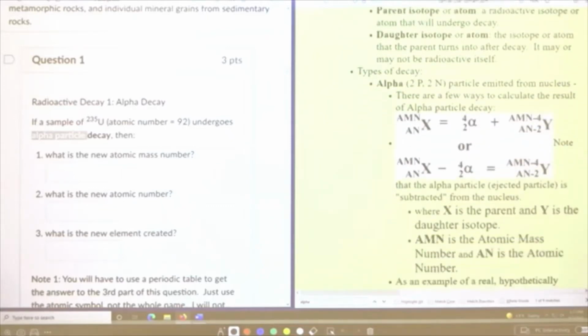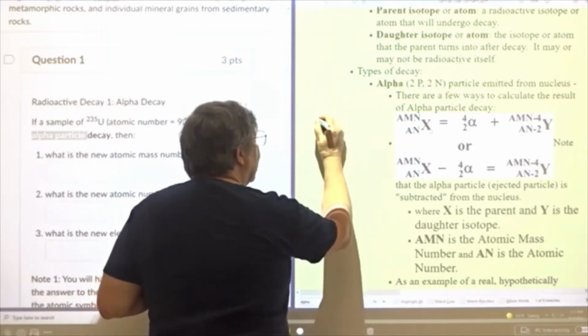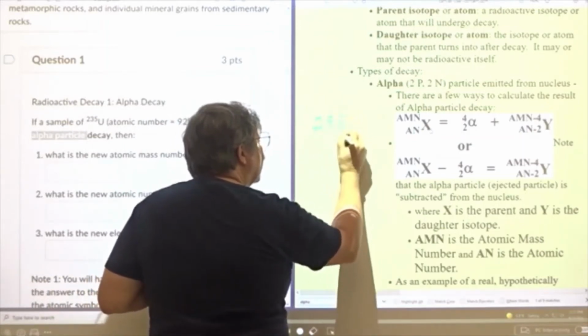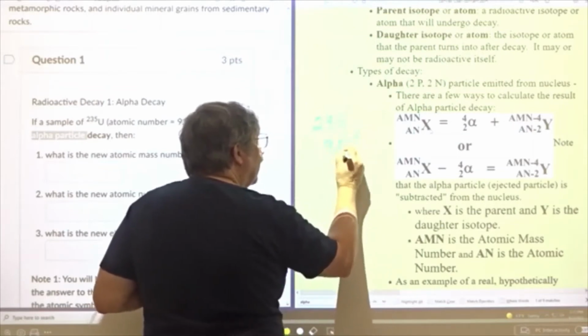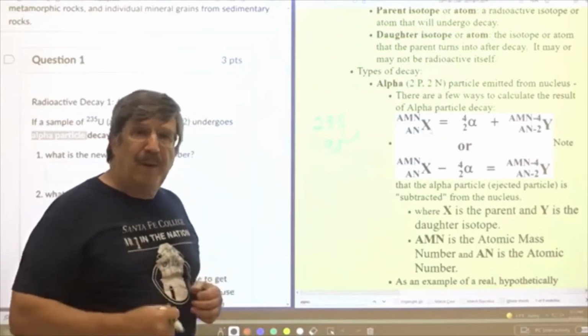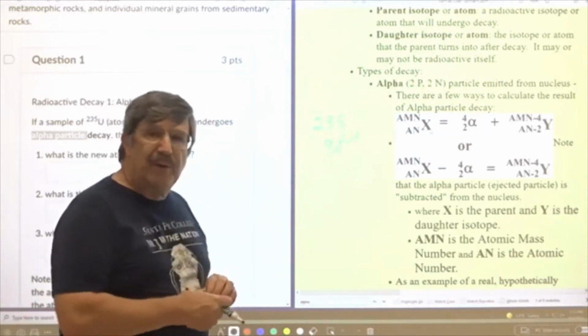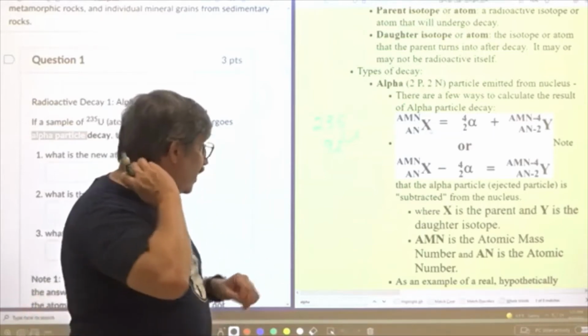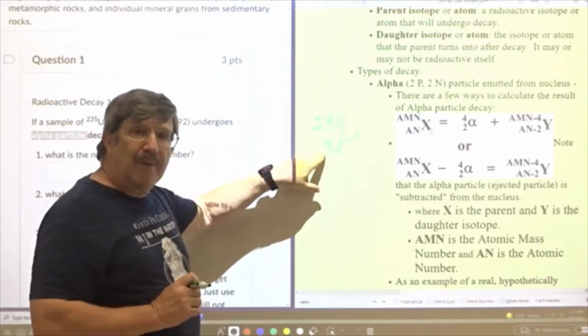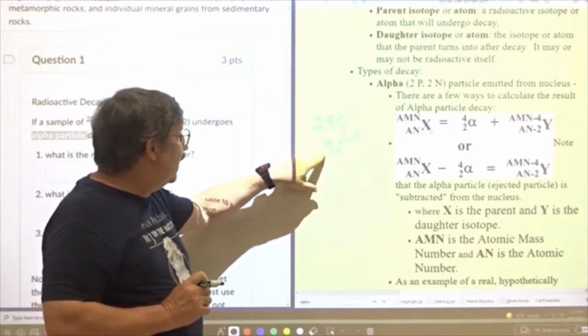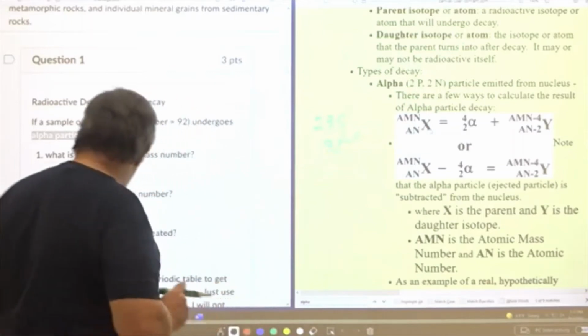Well, in alpha decay, we have the atomic mass number up here, the atomic number here, and the chemical element symbol right there. For the sake of argument, this could be uranium-235, which has an atomic mass number of 235. That's the total number of neutrons and protons. And the atomic number, the number of protons in a uranium nucleus, is 92. And that's what that is represented by.